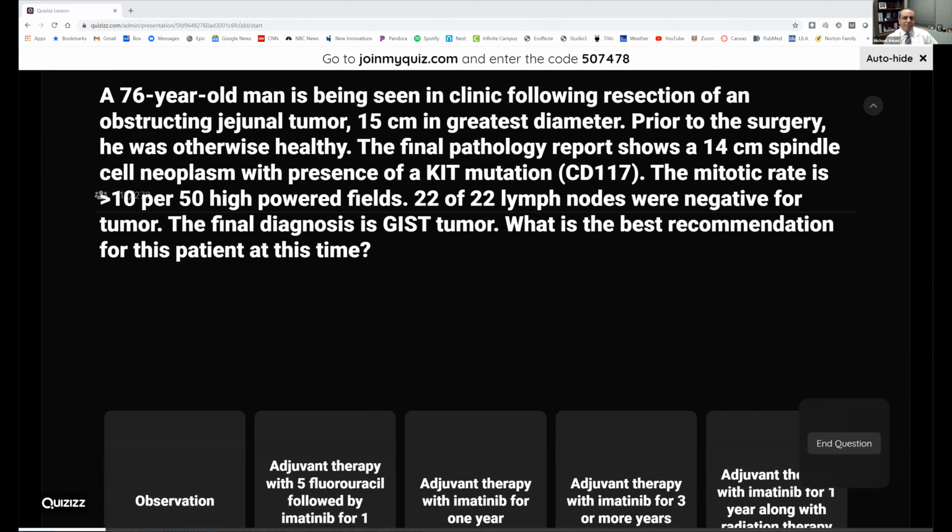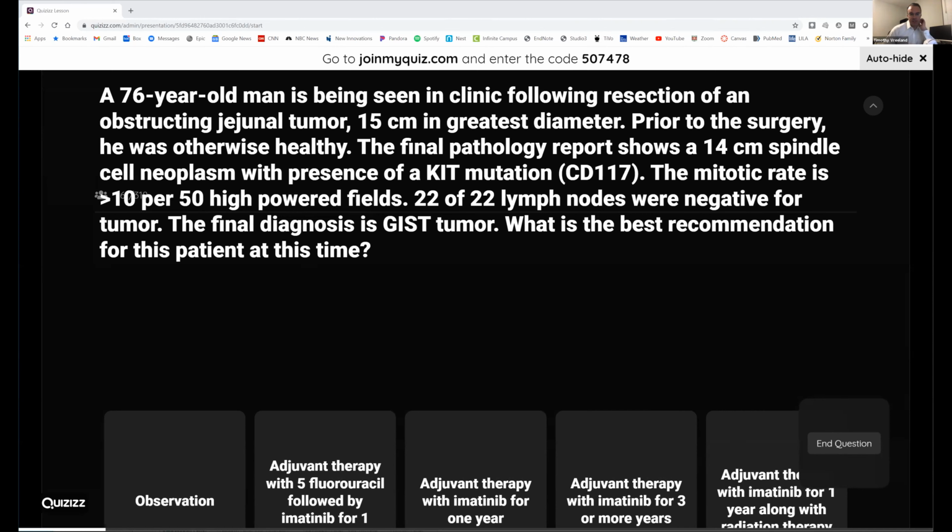Perfect. Okay, first question: a 76-year-old man is seen in clinic following resection of an obstructing jejunal tumor. It's 15 centimeters in greatest dimension. Prior to surgery he is otherwise healthy. Final pathology reports a 14 centimeter spindle cell neoplasm with the presence of a KIT mutation, or CD117. Mitotic rate is greater than 10, and 22 lymph nodes are negative. The final diagnosis is a GIST. What's the best recommendation for this patient at this time?